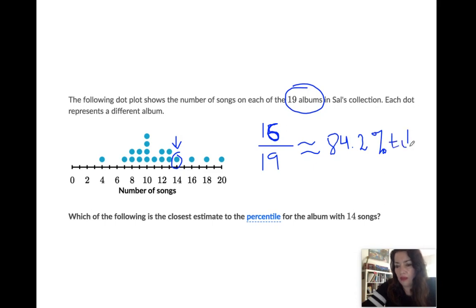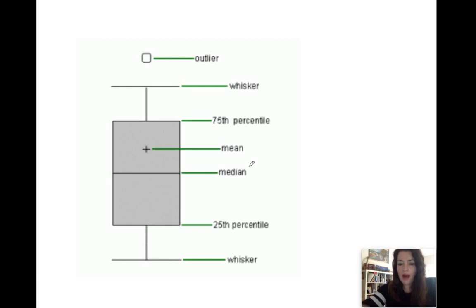So in other words, 84% of the observations, in this case albums, are below here. Okay, let's go ahead and look at another problem. How would you calculate this with a box plot? Because you could really be given any type of graph.